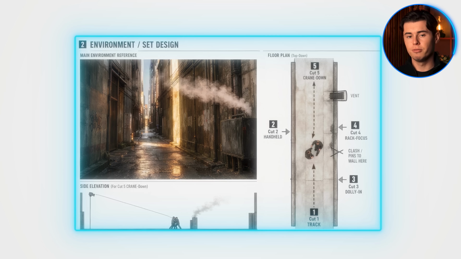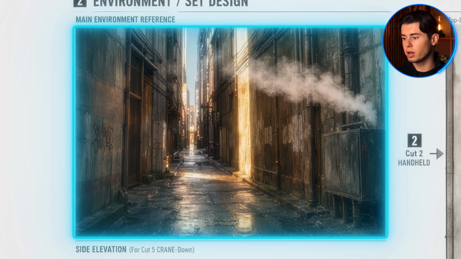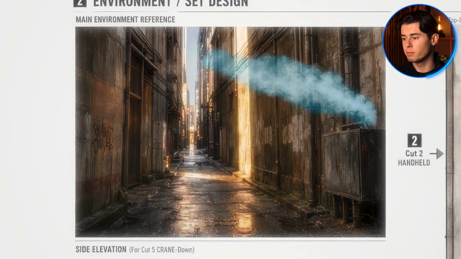Now I'm diving into the environment and set design. This is a full, real-looking image of the alley, not a sketch, with concrete walls, steam from a vent, late afternoon light above, and shadows on the ground. This is the setting of the film, and Seedance 2.0 uses it as the visual guide for creating each shot.